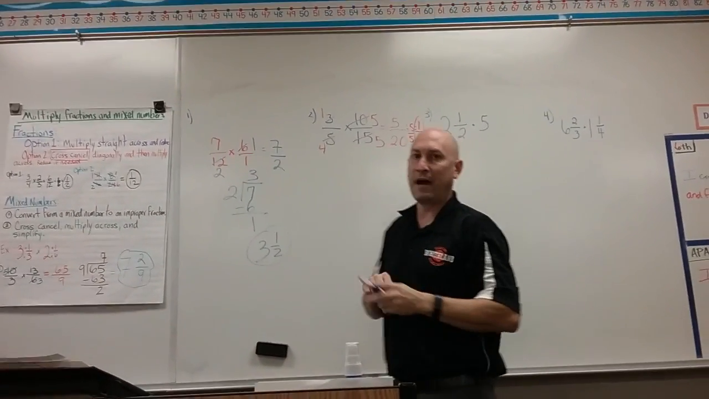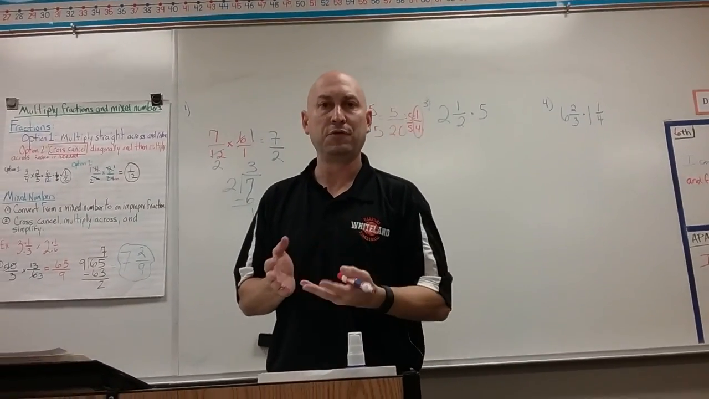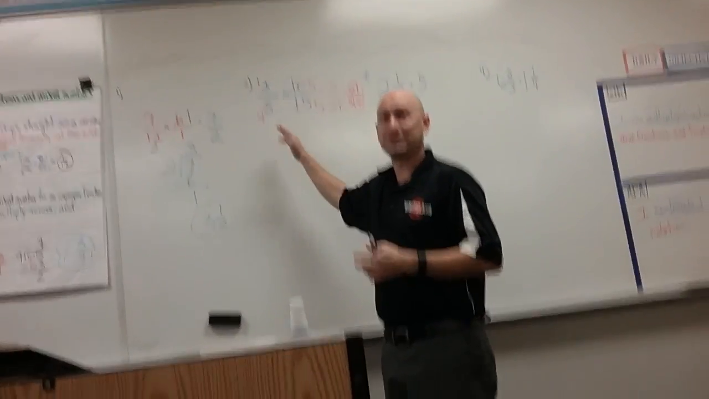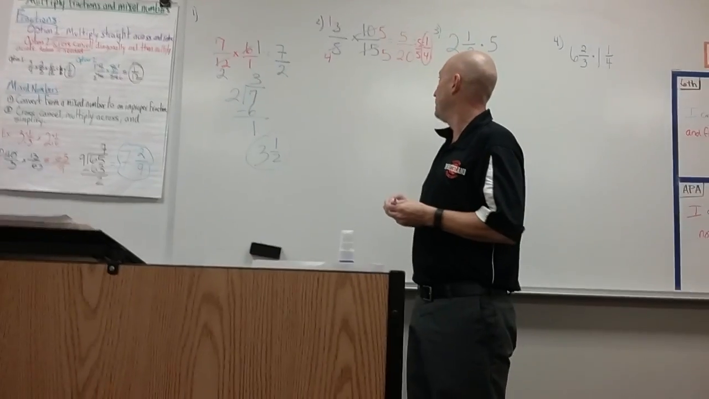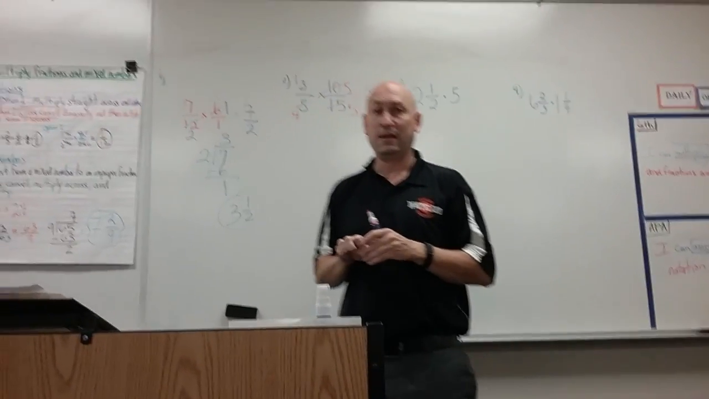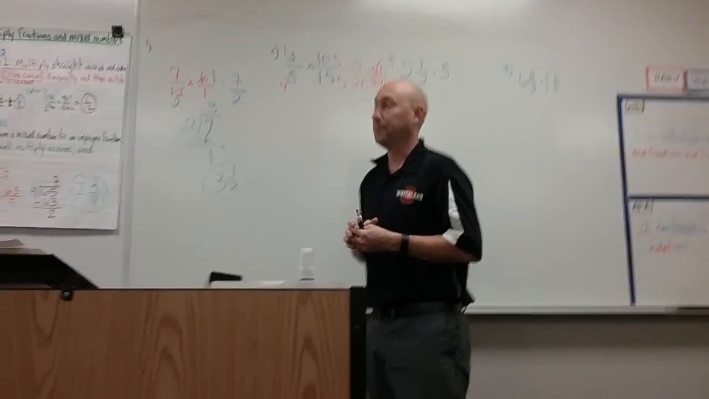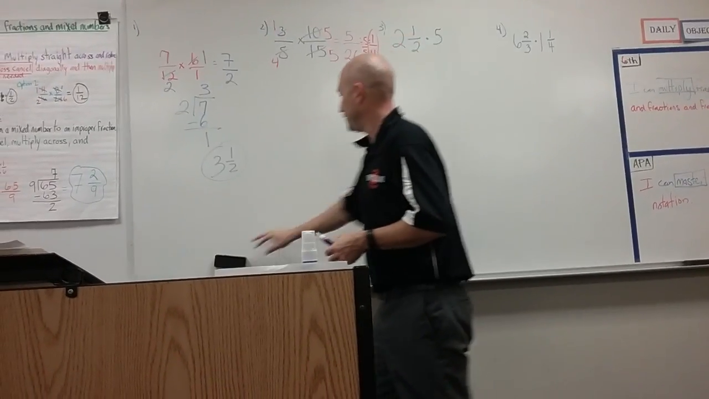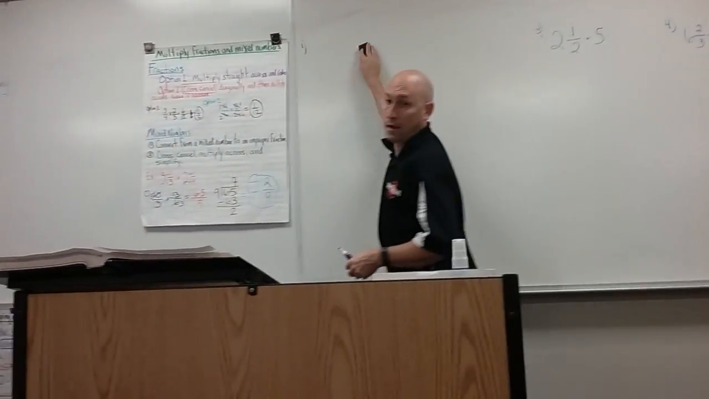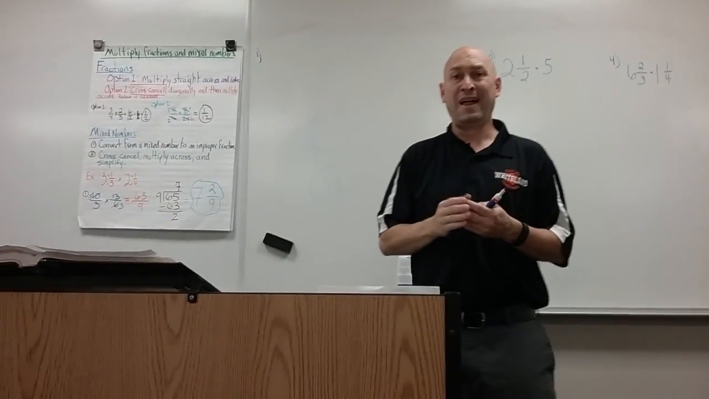As you can see, whether I multiply straight across and reduce, or whether I cross cancel first, I'm getting the same number. What I'm trying to accomplish by cross canceling first is to cut out a step and simplify my math a little bit.